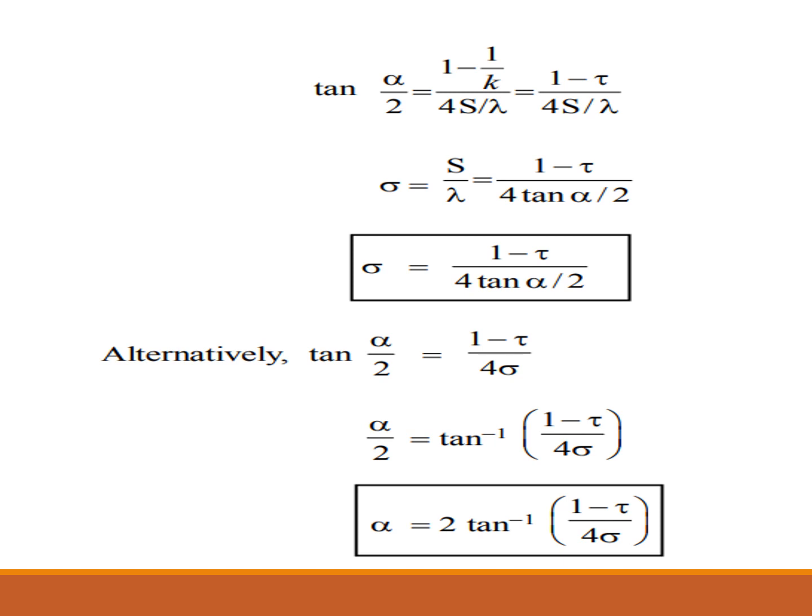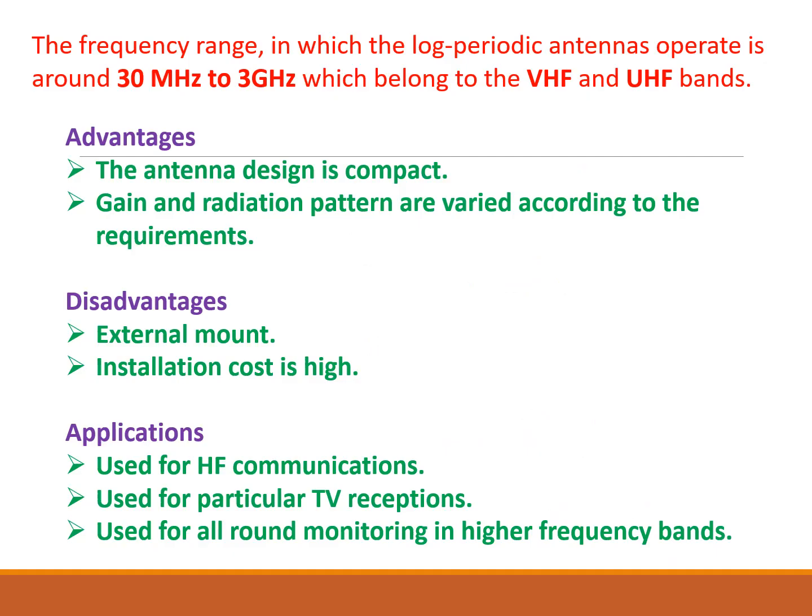Design of a log periodic antenna involves finding out the equations for sigma and alpha, where sigma is nothing but spacing with respect to wavelength lambda, and alpha, once again, is the angle subtended. It is 2 tan inverse of (1 minus tau) by 4 sigma. So these two are the design equations that are used in the case of the log periodic antenna.